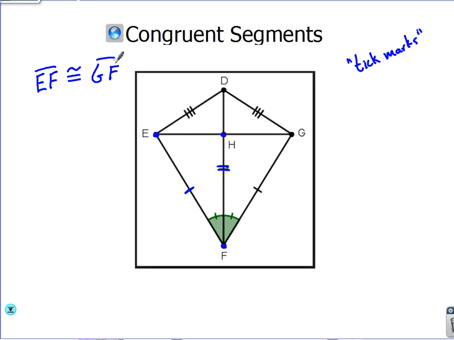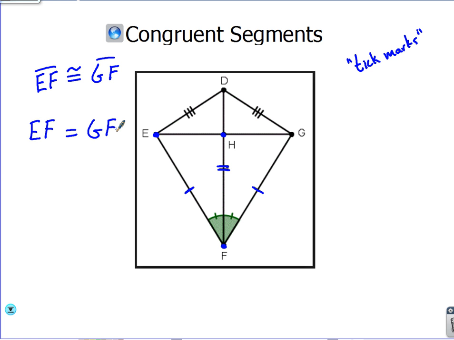Is EF also congruent to FG? GF, FG, it doesn't matter order, okay? With line segments, it doesn't matter which one you put first, which one you put second. So EF and GF are congruent, and again, in order for these to be congruent, that's a symbol for congruent, this must be true.